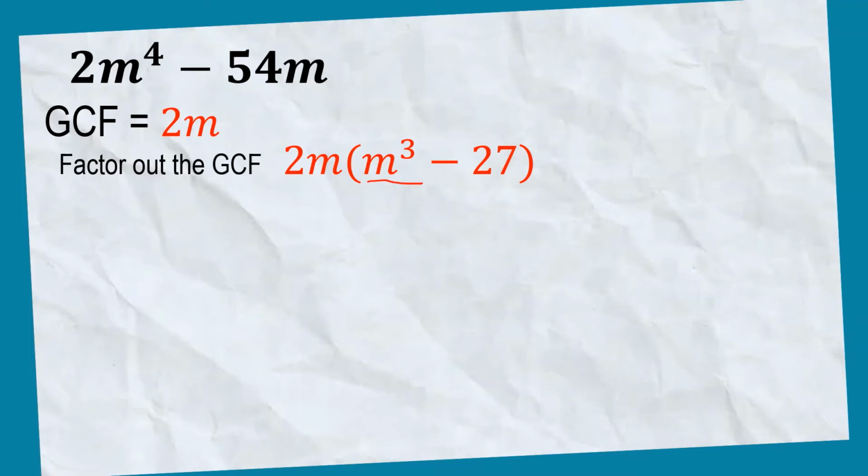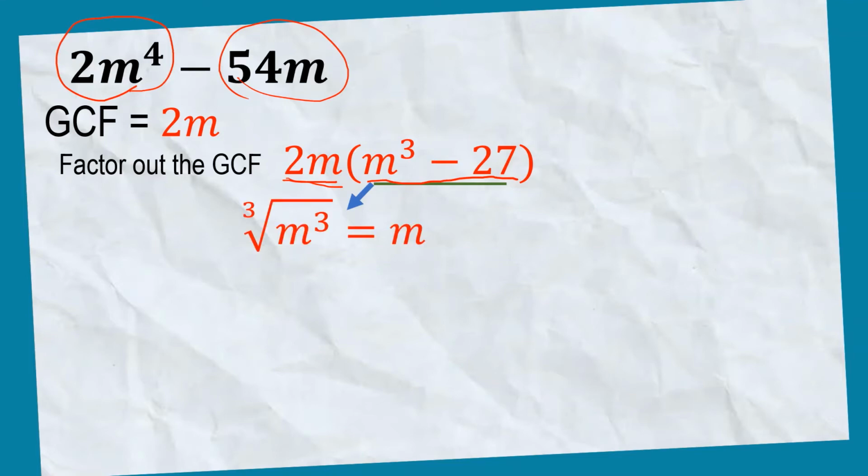So paano ko po nakuha si m cubed minus 27? We have 2m raised to 4 divided by 2m. So that's m cubed minus 54m divided by 2m, makukuha po natin ay 27. Ngayon po ay meron po tayong m cubed minus 27 which is an example of difference of two cubes. Kunin po muna natin ang cube root ni m cubed which is m. Next, kunin po natin ang cube root ni 27 which is 3.